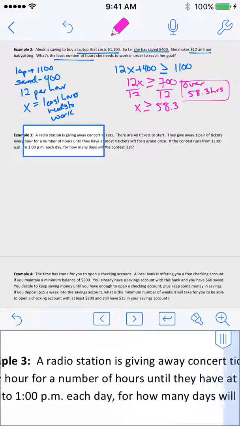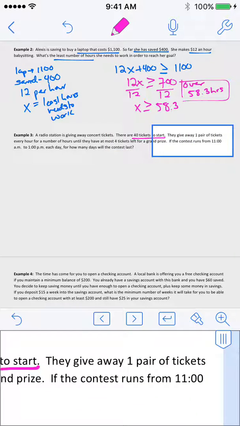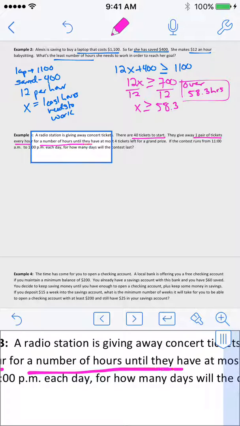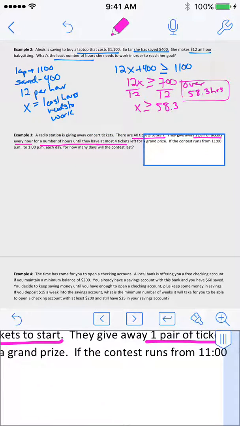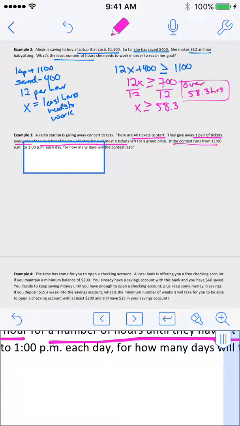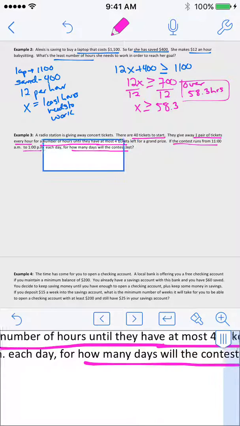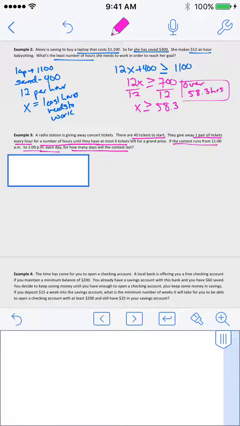All right, underlining some important stuff. Giving away concert tickets, probably not super important. 40 tickets to start, though, sounds pretty important. They gave away one pair of tickets, we'll have to look at that. Every hour for a number of hours until they have at most 4 tickets left. That's a little weird of a sentence. We'll have to come back and translate that a little bit in a minute. Contest runs from 11 a.m. to 1 p.m. We'll also have to translate that, right? Convert units. How many days will the contest last? Each day. Okay, so let's think about this. They have 40 tickets to start.